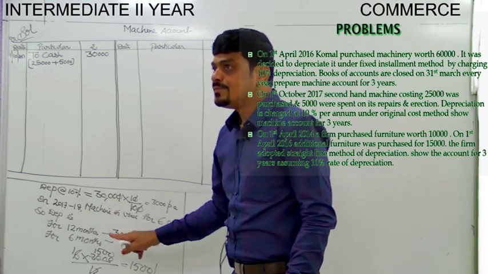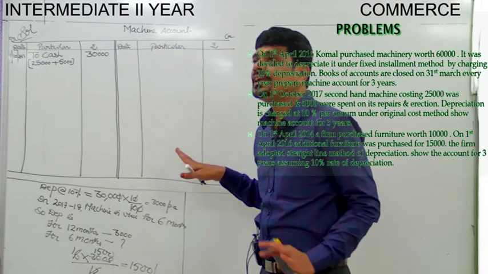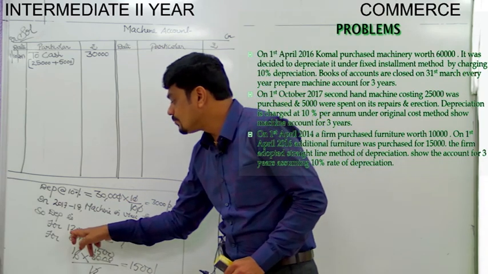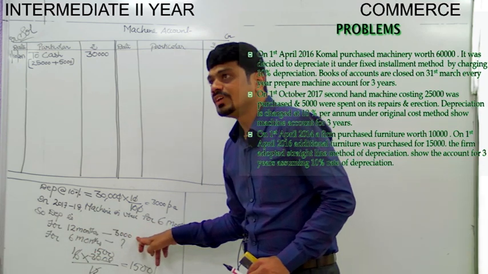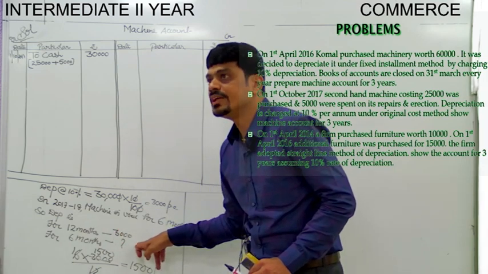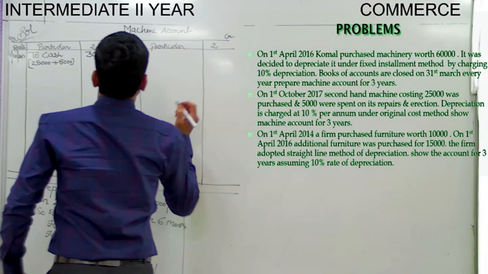Is it clear? Again, I am explaining. Since we are using it for 6 months, we'll calculate depreciation for 6 months. How? Proportionate, we call it. For 12 months, 3,000. That is per annum, we calculated. So for 6 months, how much? 1,500. As usual, again, posting the account.